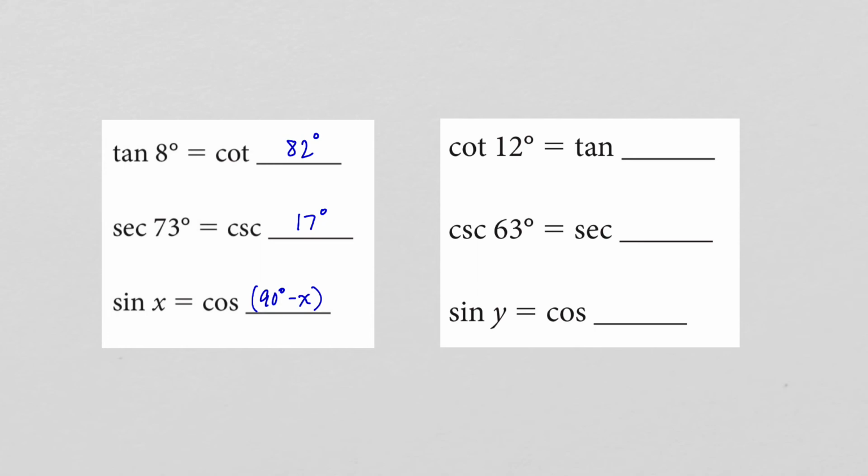Likewise, we can do it when we reverse the relationship here. So cotangent of 12 is the same as tangent of 78. Cosecant of 63 degrees is the same as secant of 27 degrees. And the sine of y is the same as cosine of 90 minus y.